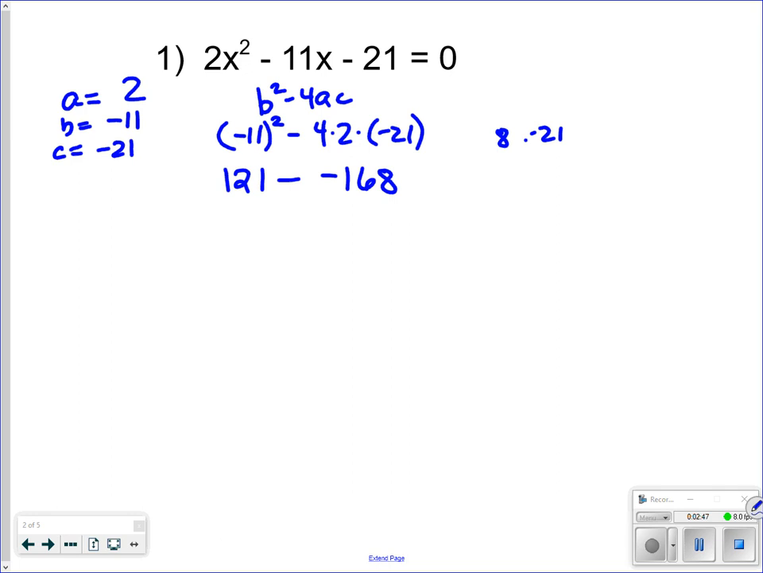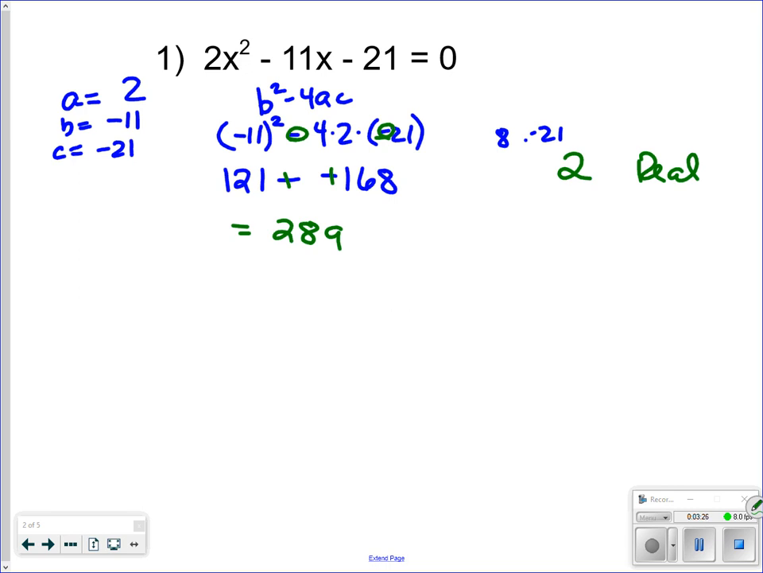So you're doing negative times negative. You could look at it up here as well. Negative times negative turns positive, and then 4 times 2, 8, 21 times 8, 168. So we've got 121 plus 168. Final answer here, 289. Now that's the discriminant. Now remember, the discriminant is positive. That means we are going to end up with 2 real numbers. Okay, we should have 2 real numbers.